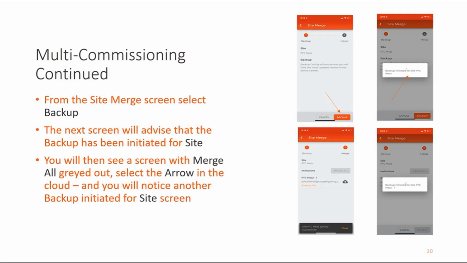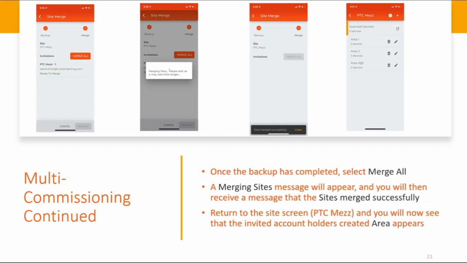The next screen will show a Merge All tab grayed out, and we will then want to select the arrow in the cloud, and we will get a backup initiated again for site PTC Mez-1. Once the backup completes, we then can select Merge All. A Merging Sites screen will appear, and once it completes, we will receive a message that the sites merged successfully.